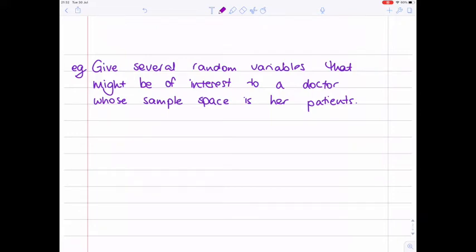So take a moment to think about things that a doctor would like to know about her patients that are not fixed, that are random. Well, there are bunches of things. If you think about the form that you need to fill in if you go to a new doctor, one of the things that you might need to fill in is your gender. So that's a random variable, probably your height and your weight. You might need to fill in your age or your blood type.